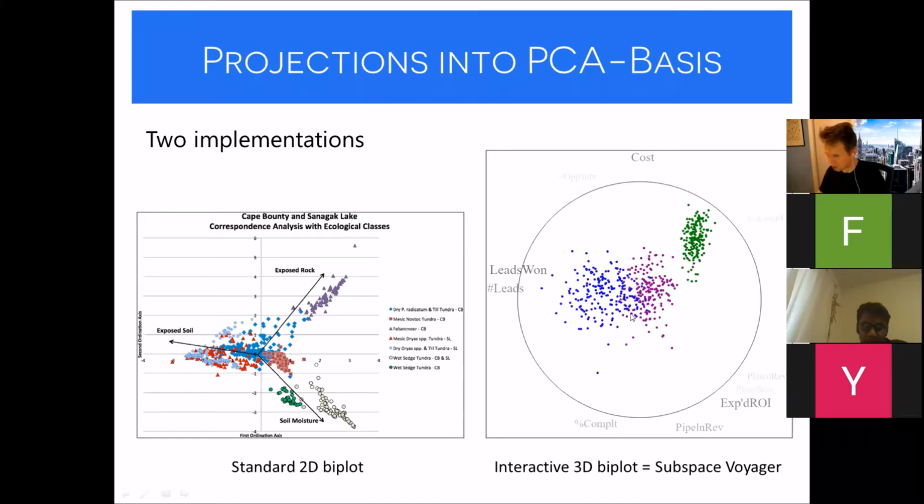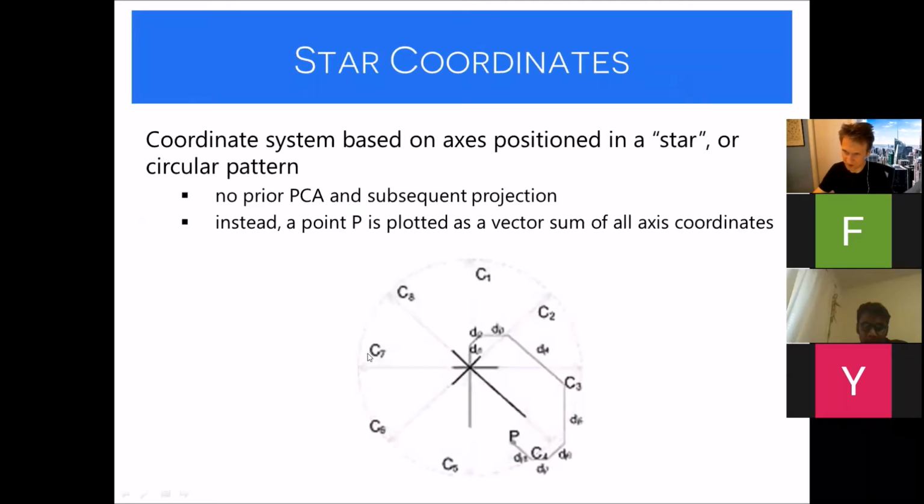So now what I want to show you next are some other visualization techniques that use this kind of radial display, okay? One of them is star coordinates. It's a pretty famous one. So star coordinates, basically there's no prior PCA analysis and there's no subsequent projection of the data into the spaces. Instead, what you do is you just take all these coordinate axes and lay them out in a star. There's the first coordinate, the second, the third, and so on. These are all the different dimensions.